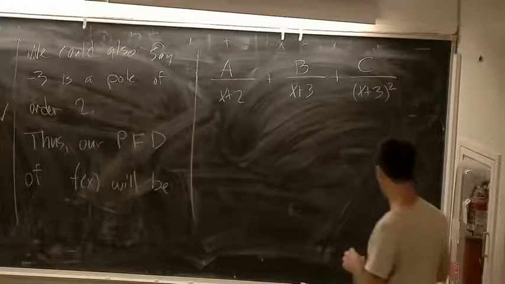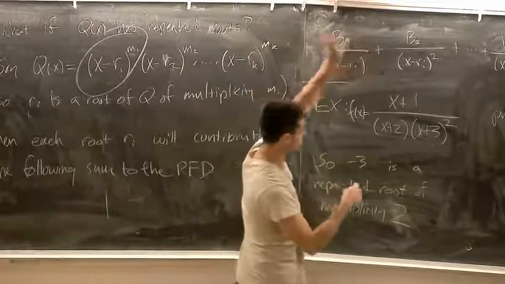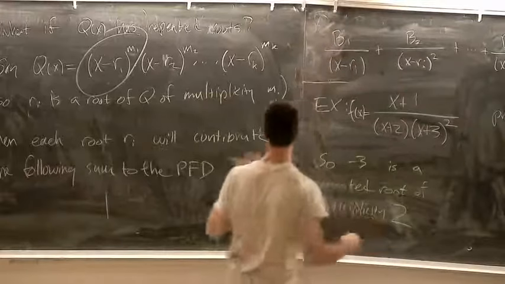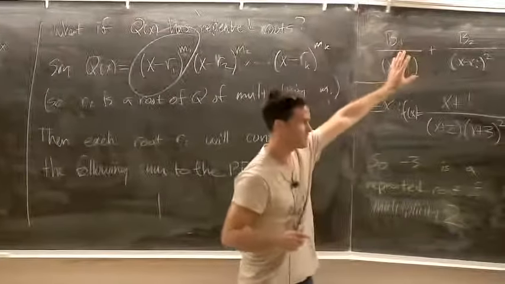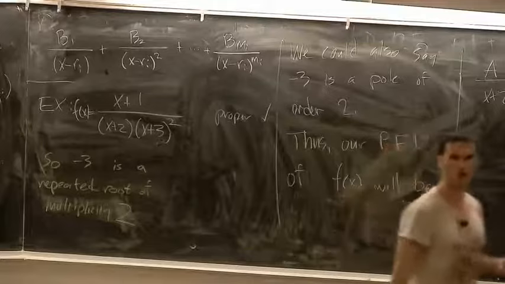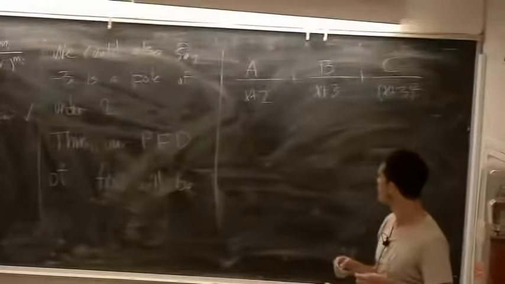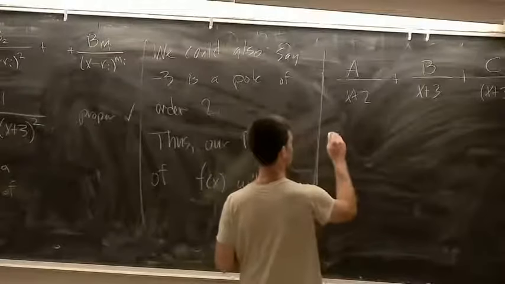Okay, great. So you guys can see, that's what I was trying to illustrate right here. When we have repeated roots, you need to have multiple terms in the partial fractions to account for the different powers of those repeated roots. And now we can solve this. Let's clear the fractions and equate powers.